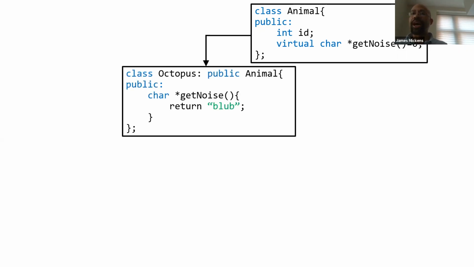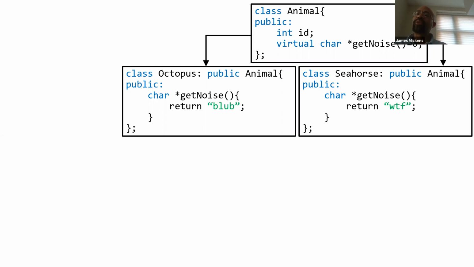So then we have an octopus. The octopus class is a subclass of the animal class. It overrides that getNoise function, and it just returns the string blub. I actually don't know what type of noise octopuses make, but let's just assume that it's blub.